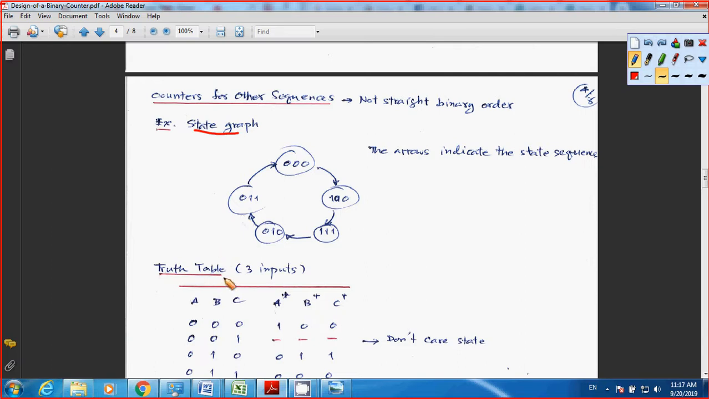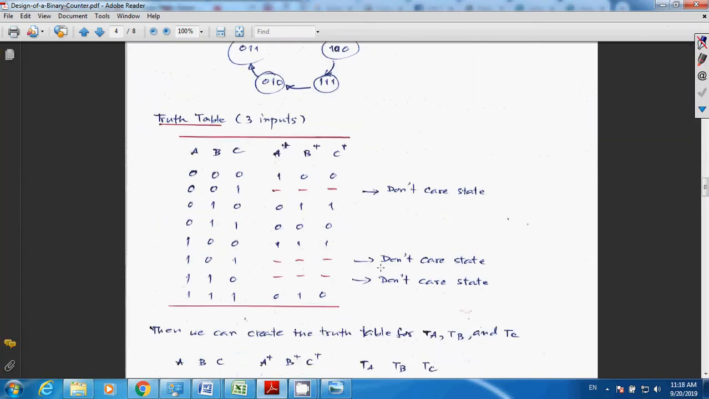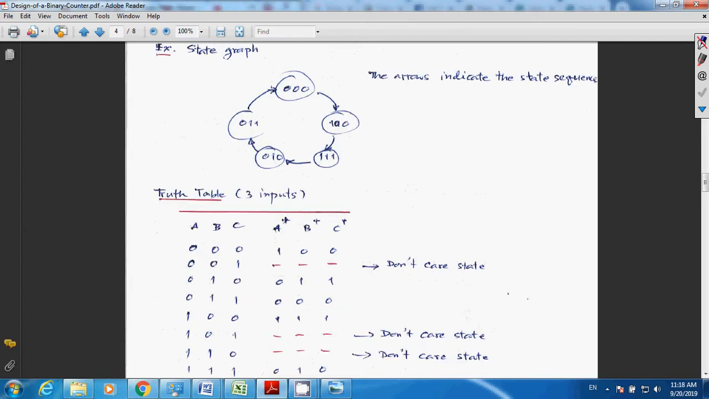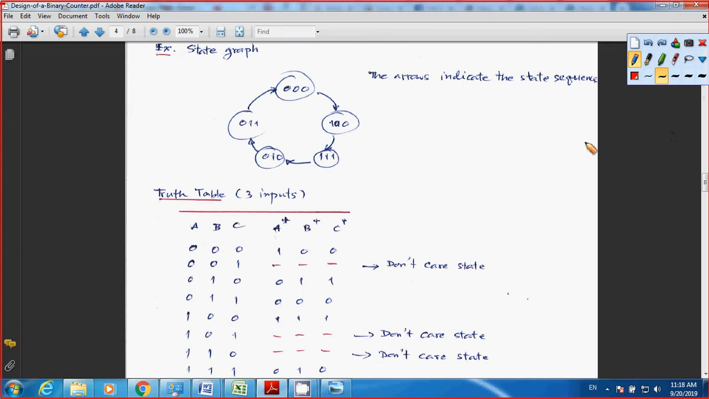So you have a truth table for 3 inputs A, B, C. That's the same as what I mentioned above. Your job is to create the truth table according to the state graph. Let's take a look at an example. For the present state 0, 0, 0, your next state is going to be 1, 0, 0. That's why I have 1, 0, 0 here.